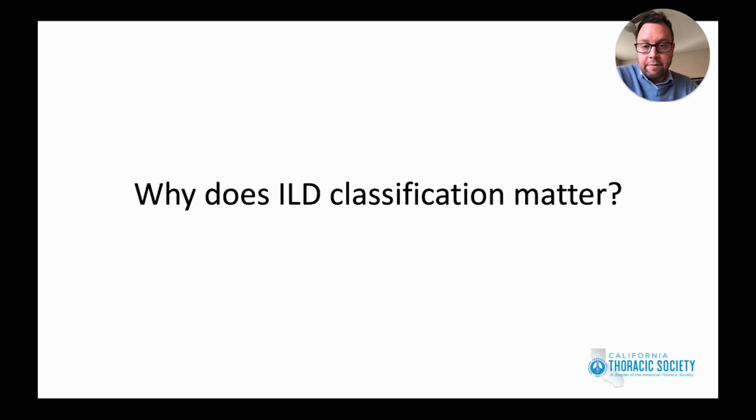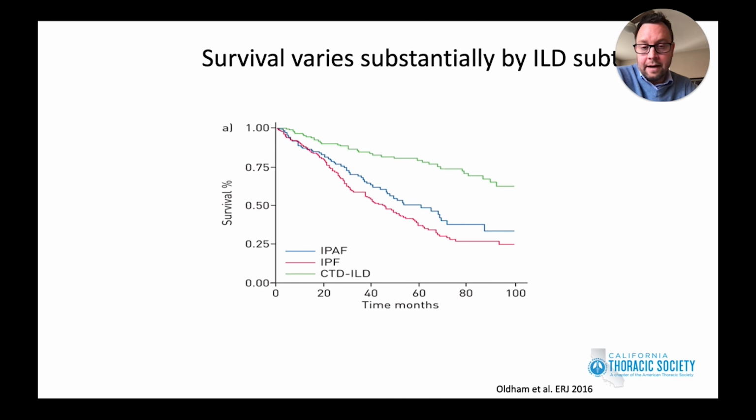So I gave you a lot of information on how we classify patients. Next, the question is, does this classification matter? And I will argue wholeheartedly, yes, it definitely does. First of all, survival varies substantially by ILD subtype. So if you have IPF here, you have connective tissue disease here, you're doing a patient a disservice if you provide them a prognosis on par with IPF when they actually have a connective tissue disease, or vice versa.